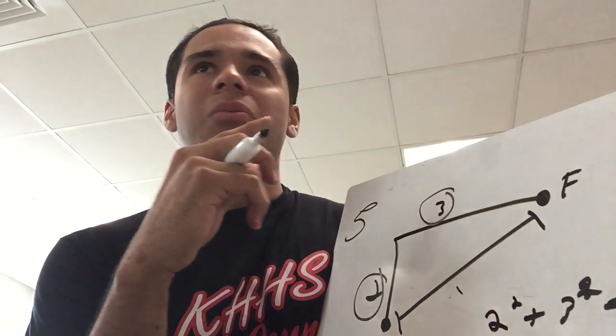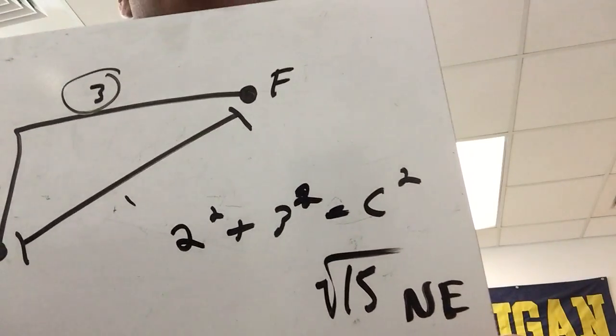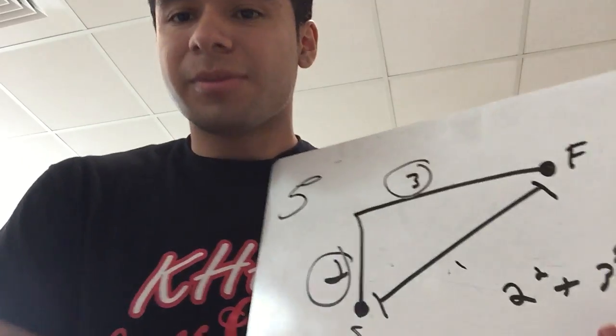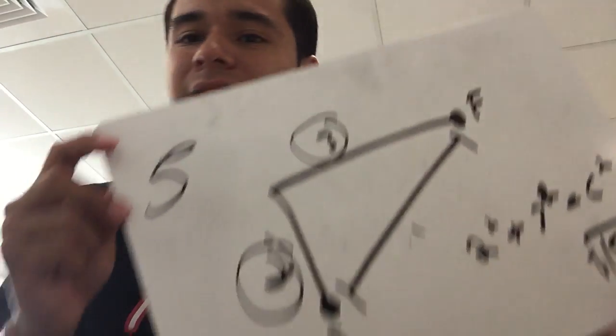So in this case, your direction is north, northeast. So your answer would be square root of 13 northeast for displacement, and then 5 for distance with no direction. Okay, that's that.